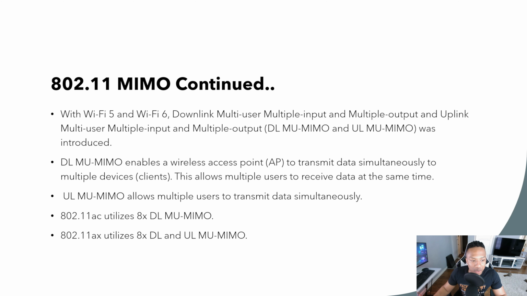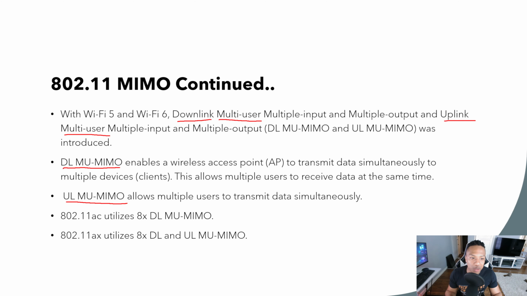Let's go ahead and talk about multiple user downlink and uplink MIMO. We have DL MU MIMO and we have UL MU MIMO. The DL stands for downlink. The MU stands for multi-user. UL stands for uplink, and of course, multi-user MU. So this is going to be downlink, multi-user, multiple input and multiple output, and uplink, multi-user, multiple input and multiple output. Very long word. With Wi-Fi 5 and Wi-Fi 6, these were introduced.